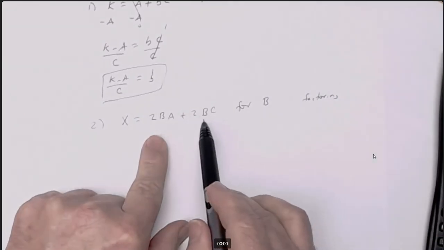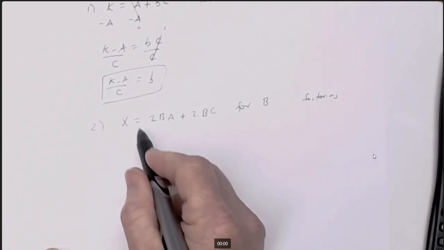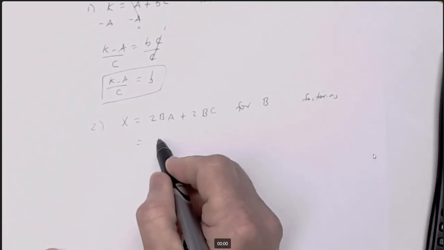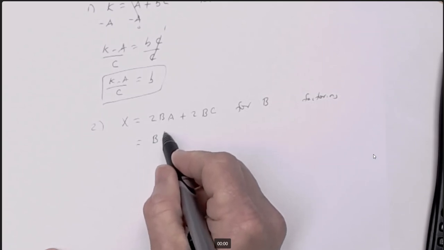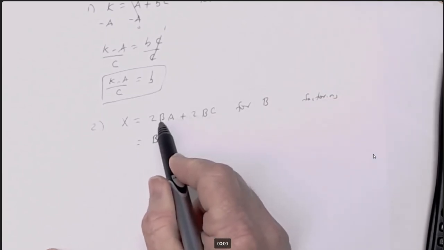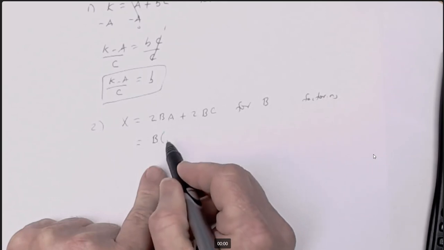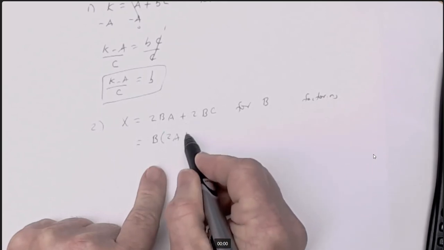So notice what I have. Notice the equal sign aligns with this equal sign. So you're going to say b times, you're factoring out a b. So you're taking out a b. If I take out a b, just kind of like this being removed, you have 2a left, plus you're taking out the b, you have 2c left.